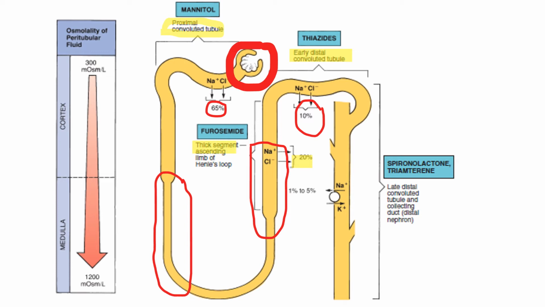And the distal nephron, the late distal convoluted tubule and the collecting duct. The distal nephron is the site of two important processes. The first involves exchange of sodium for potassium and is under the influence of aldosterone. The second determines the final concentration of the urine and is regulated by the antidiuretic hormone. About 1 to 5% of filtered sodium and chloride is reabsorbed.